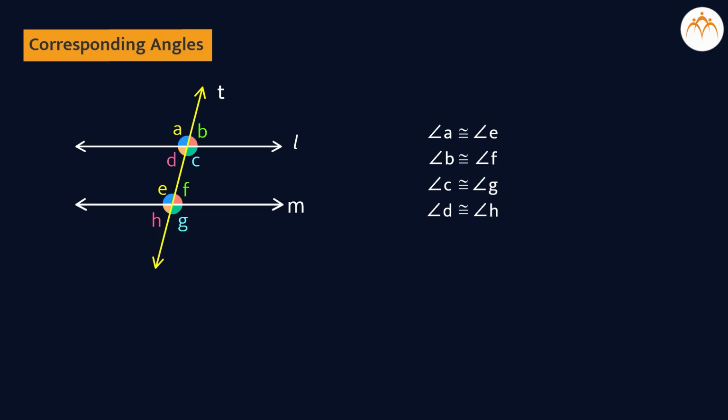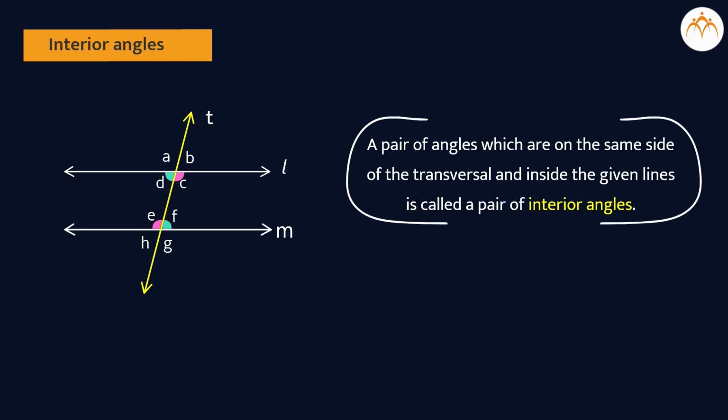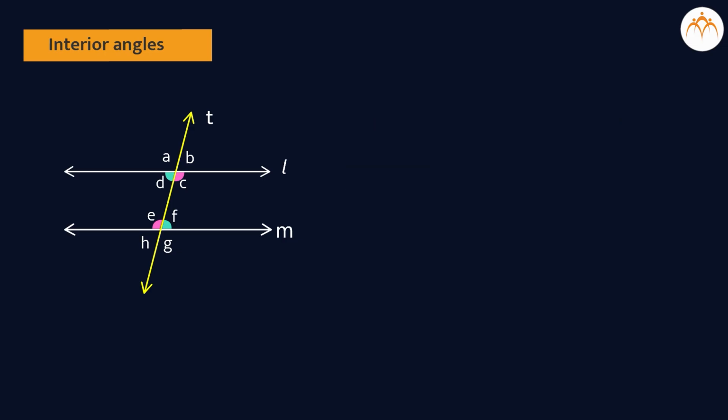Now, let's learn about interior angles. A pair of angles which are on the same side of the transversal and are inside the given lines is called a pair of interior angles. In this figure, the pairs of interior angles are angle D and angle E, angle C and angle F. Also, we have the equations angle D plus angle E equal to 180 degrees and angle C plus angle F is equal to 180 degrees.